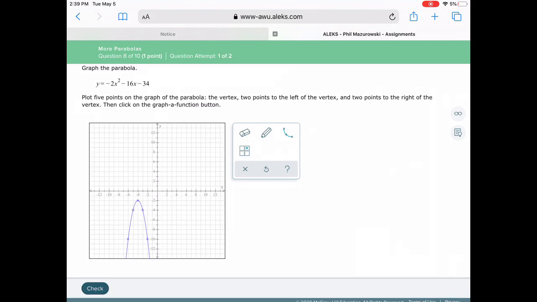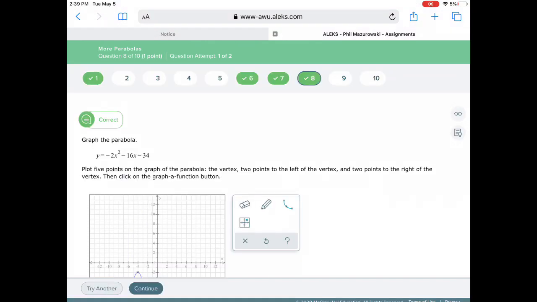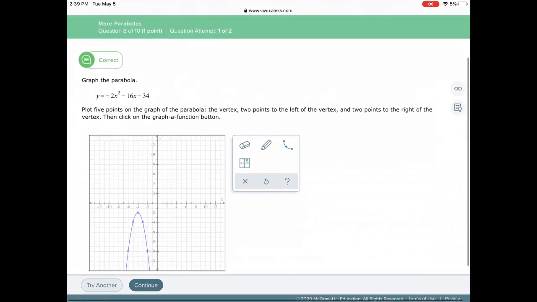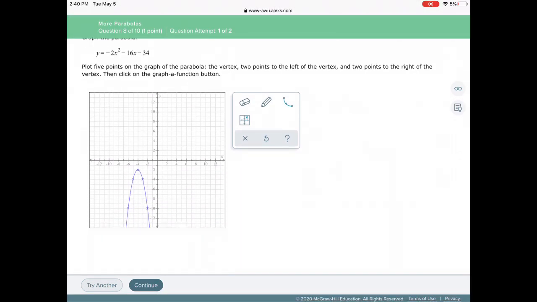So we talked briefly about, we didn't get in depth, but when the graph opens upward, that means the a is positive when it's in standard form, or even vertex form. And when it's negative, which we have in this case, the parabola is going to open downward. Check this to just ensure that we are right. Luckily, I caught my mistake before I put it in there. And we are good to go.